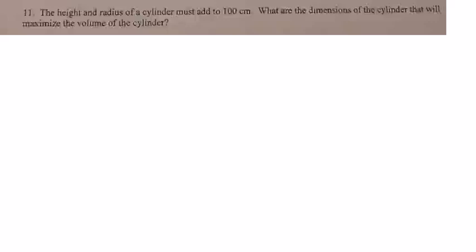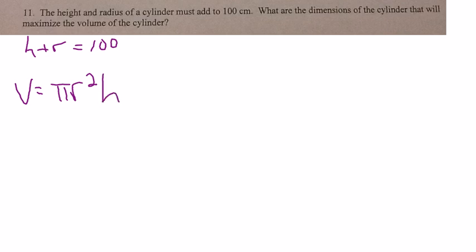Number 11 is a maximizing the volume of a cylinder problem. My restrictions are that the height and the radius, so I'll write this, h plus r, has to be equal to 100 centimeters. Well, I know that the volume of a cylinder is equal to pi r squared, which is the area of the base, times the height.